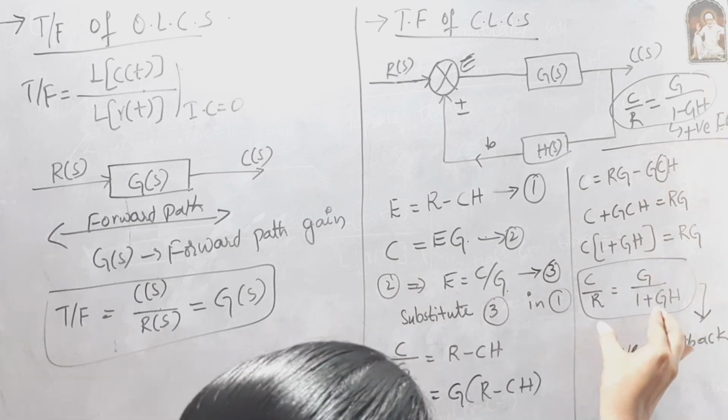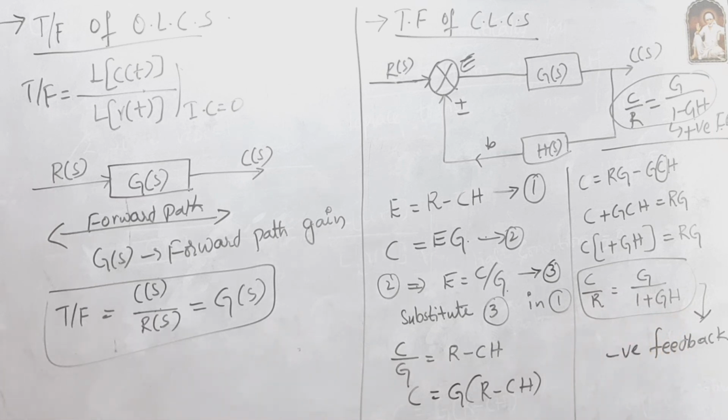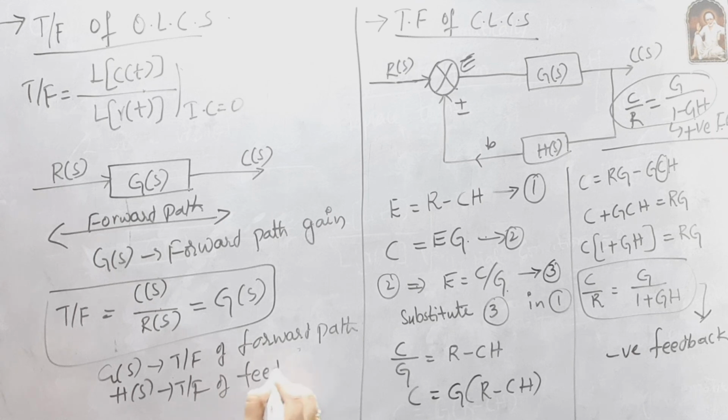By observing this transfer function of closed loop system, we can easily analyze the effects of feedback on control system. This is about the types of feedback control systems and the transfer function for open loop control system and closed loop control system. Here G of S is nothing but the forward path gain, or the transfer function of forward path. And H of S is nothing but the transfer function of feedback path.